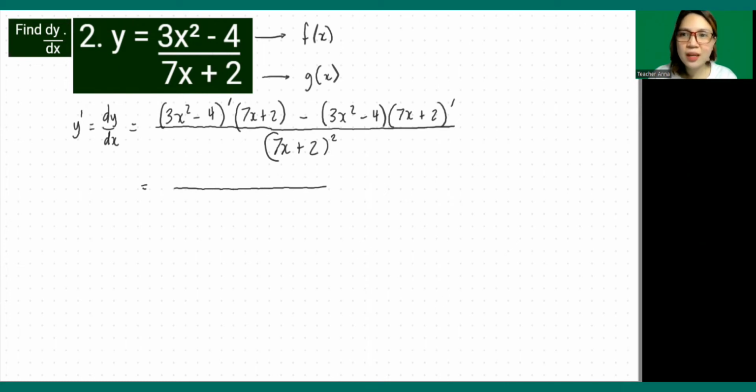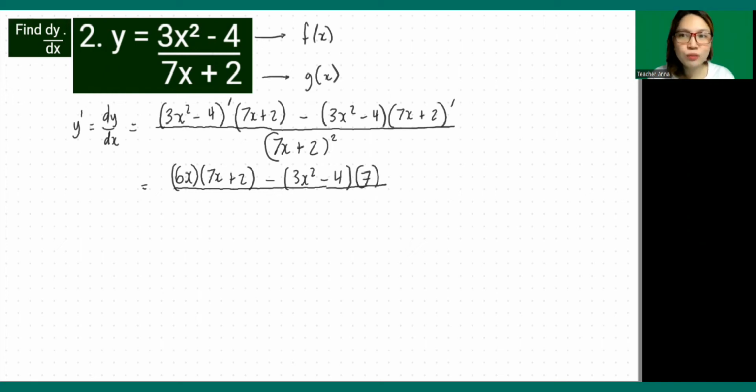We have 3x squared minus 4 prime. So we will get the derivative of each term here. So for 3x squared, applying the constant multiple, 2 times 3, that's 6. And then x only because 2 less 1 is just a 1, right? And as for negative 4, the derivative is a 0. So nothing more. So we only have 6x as the derivative of 3x squared minus 4. Then we have 7x plus 2 here, and then minus 3x squared minus 4 multiplied by the derivative of 7x plus 2, which is just a 7.